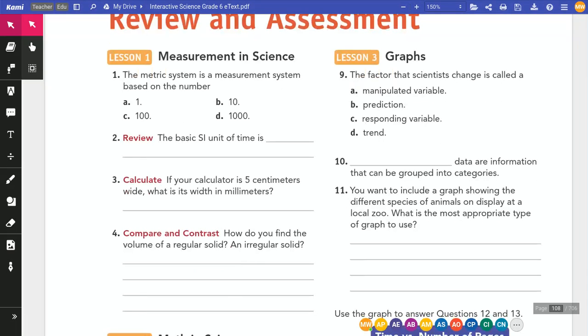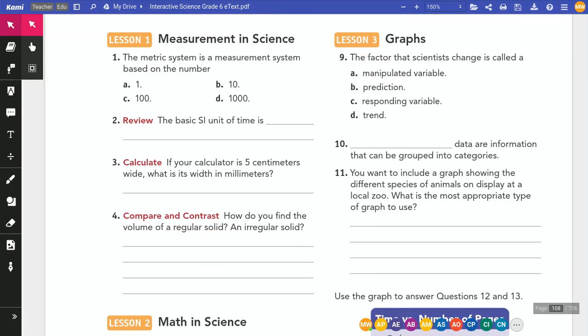2. Review. The basic SI unit of time is blank. 3. Calculate. If your calculator is 5 centimeters wide, what is its width in millimeters? 4. Compare and contrast. How do you find the volume of a regular solid? An irregular solid?